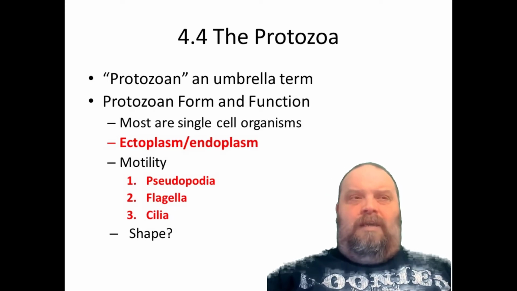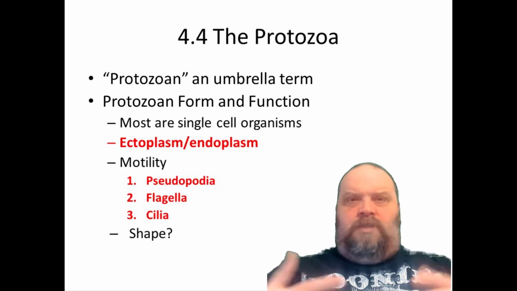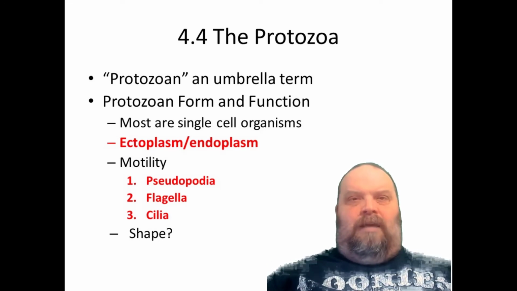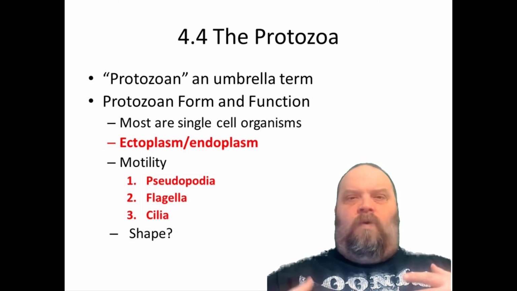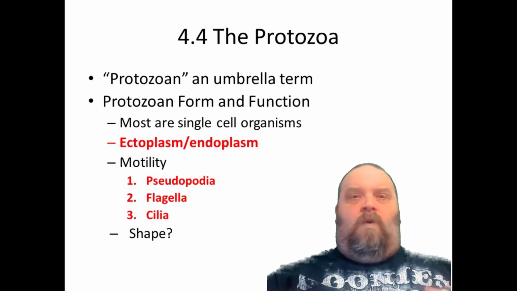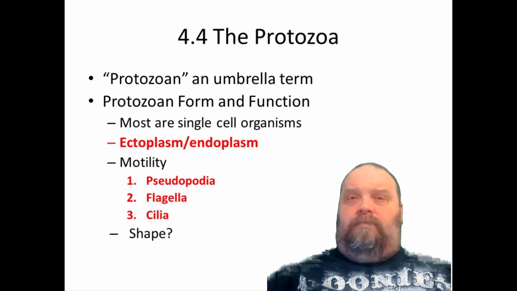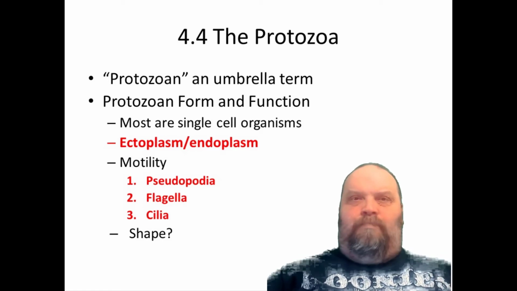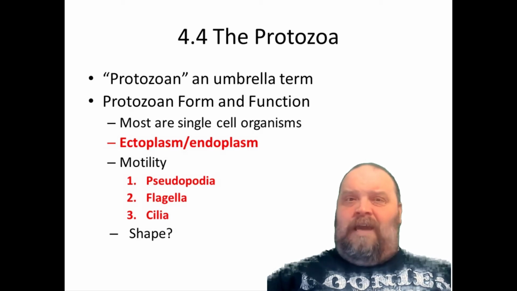You're going to see with the protozoa, there's no set shapes. There's no set body types or cell types or abilities or environments. They're pretty much everywhere. They're pretty much all different. So the protozoan is just an umbrella term. It's anything that just doesn't fit in the other categories.